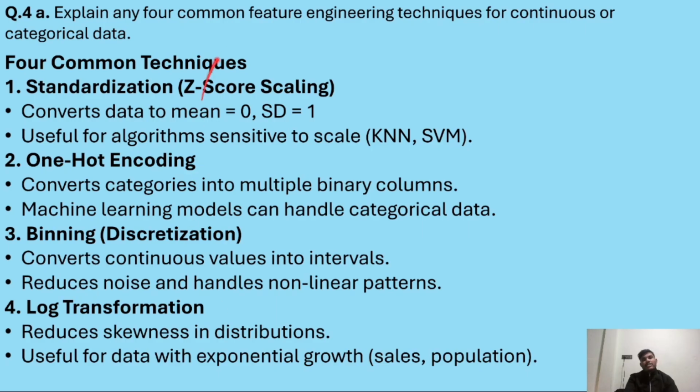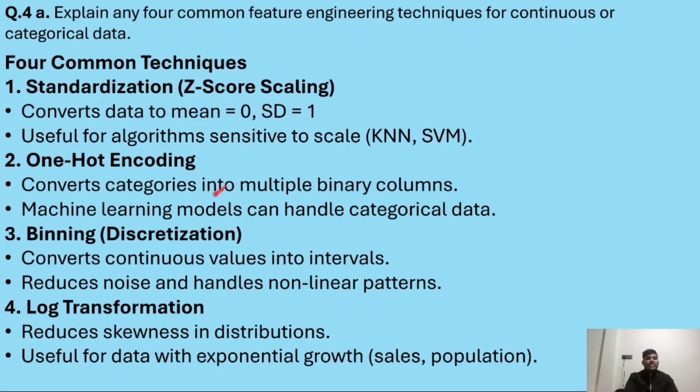Next, question number 4. Explain any four common feature engineering techniques for continuous or categorical data. So, four common techniques are: first is standardization, z-score scaling, which converts data to mean 0 and standard deviation equal to 1. Useful for algorithms sensitive to scale like KNN or SVM.